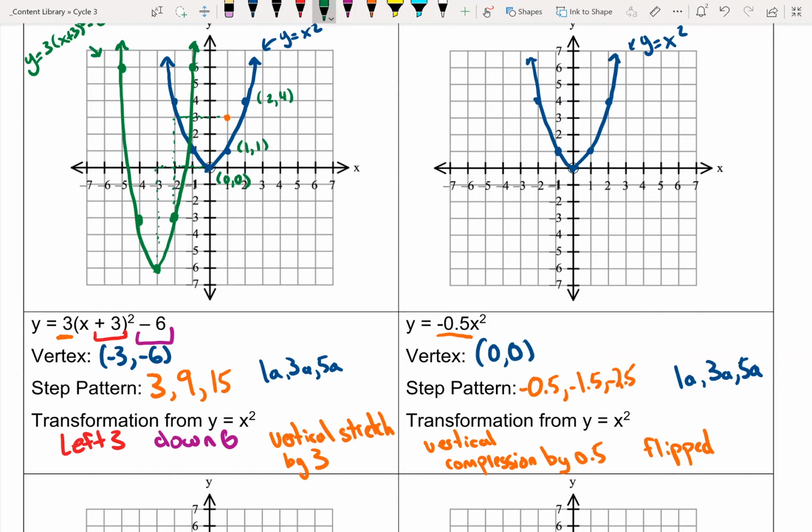Now, because it is vertically compressed and flipped, we could just start right from this graph. We know the vertex is going to be the same. We know what the step pattern is: over 1, down 0.5, over 1, down 1.5, over 1, down 2.5. And it's going to be repeated on the other side because, again, it is symmetrical.